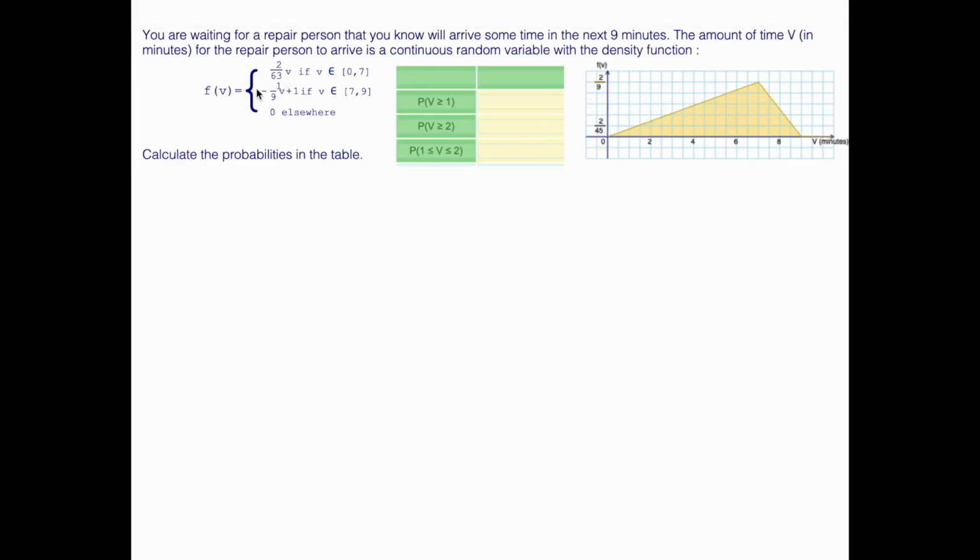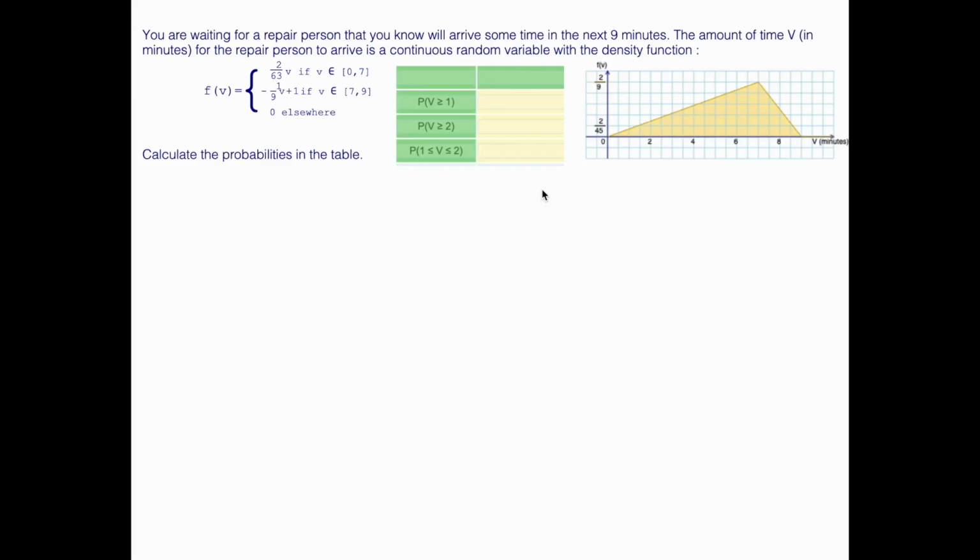And f of v is equal to negative 1/9 times v plus 1 if v is between 7 and 9. We're talking about this line. The equation of this line is negative 1/9 v plus 1. Then it's 0 everywhere else. We want to calculate the probability that v is greater than or equal to 1.